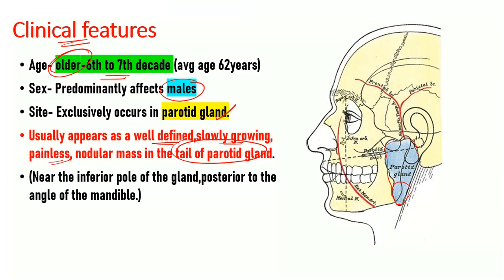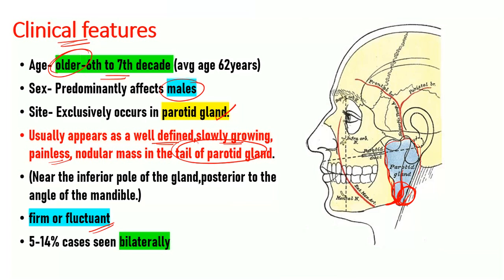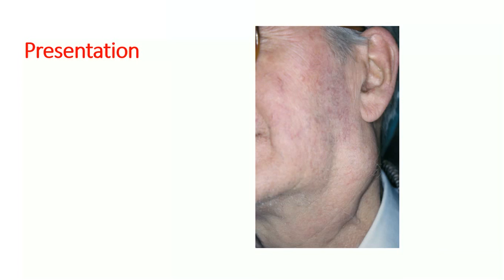Okay, so it is located somewhere in the inferior, it's near the inferior pole behind the angle of the mandible, right? So we know this is the angle of the mandible and this is the lower pole of the parotid. So it is located somewhere over here. It is firm or fluctuant in palpation, and in 5 to 14% of the cases it is seen bilaterally. Okay, so it involves both the parotids.